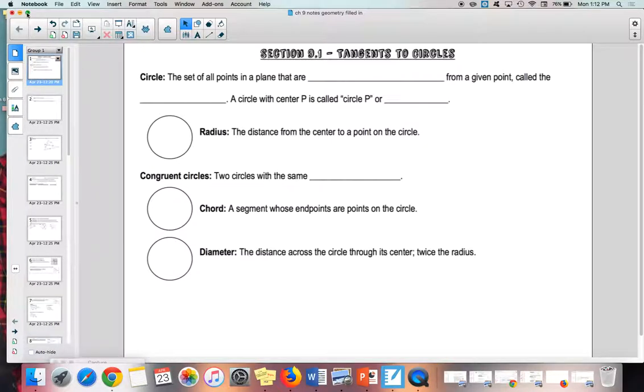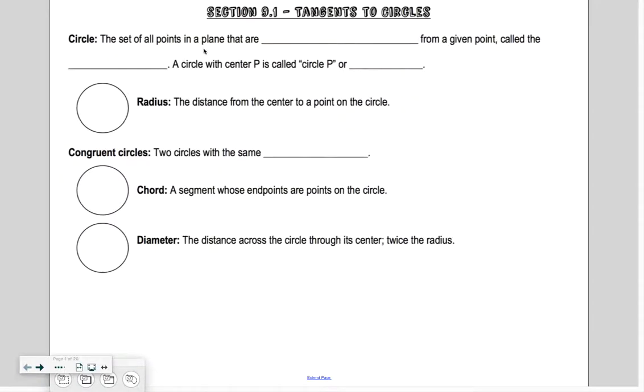So chapter 9 is all about circles, and it starts out with some basic definitions that I know you know, but we're going to learn other definitions like a tangent, a chord, and a secant that you probably don't know. Okay, so first of all, the definition of a circle. You're probably going to have vocab on this test, right?